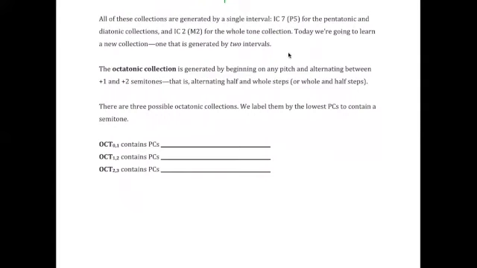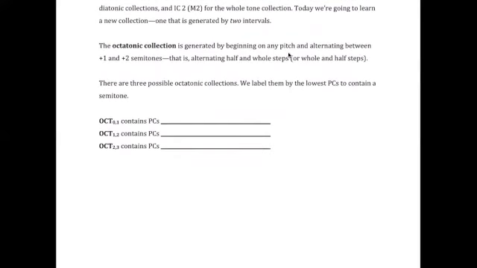If you remember, the whole tone collection only has 2. The octatonic collection, because of that particular pattern, only has 3 possibilities. And we label them with these little subscripts, the same way we did with the whole tone collection, right? And the subscript tells us the lowest pitch classes that have the half step. So let's go ahead and, not on a clock face, but just in numbers, let's develop these 3 octatonic collections.